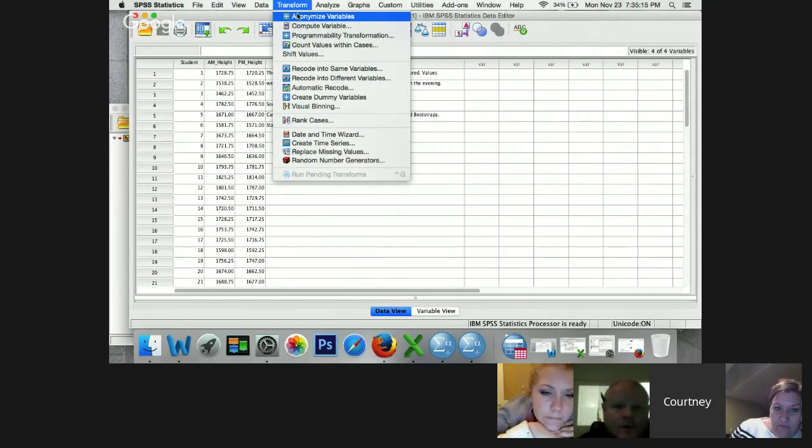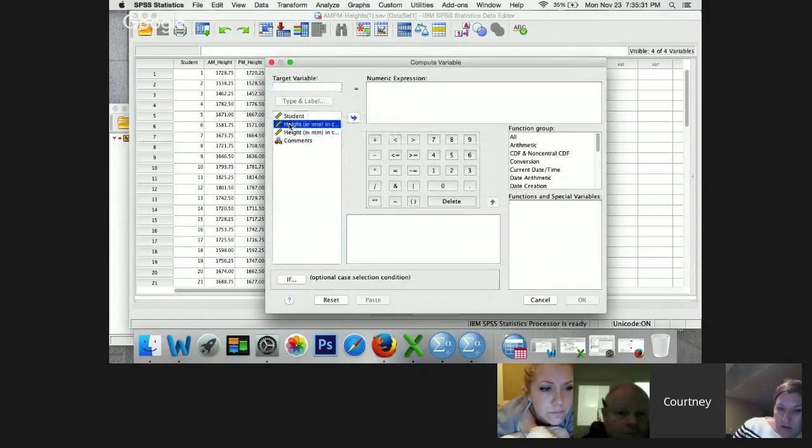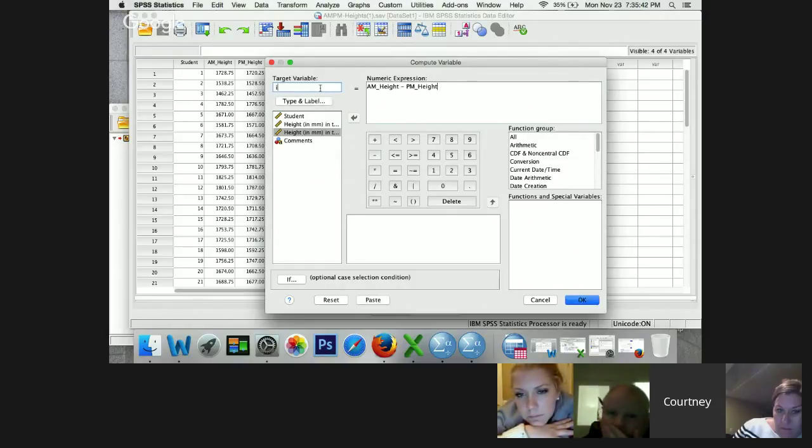So go to automatic recode. Well, no, don't you just go to compute variable? Yeah, you've got to compute variable. Automatic recode is for the other one. Okay, yes. So you're going to do that one: AM minus the PM, and for your target variable put differences.